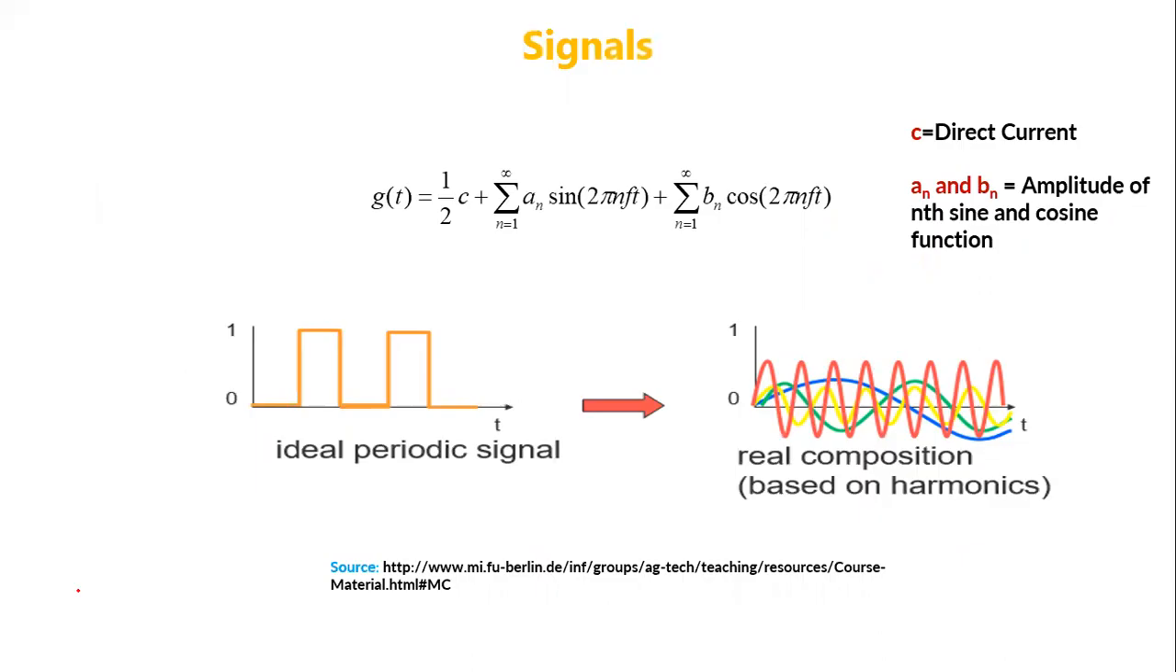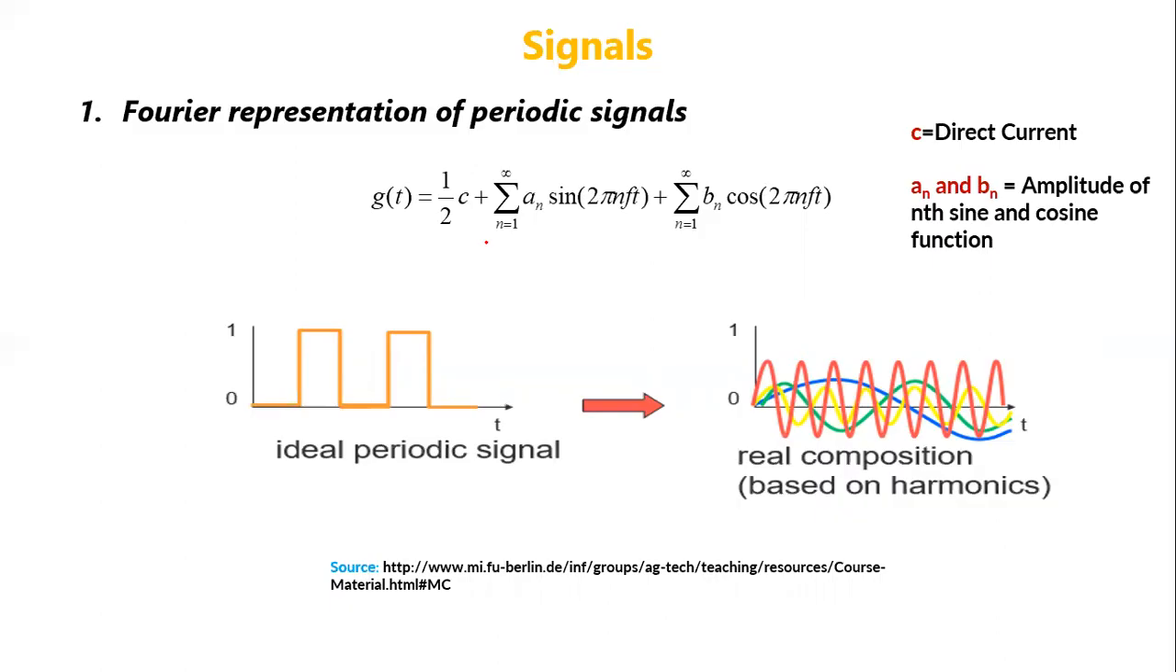Basically any periodic signal can be represented using the Fourier representation. Any periodic signal can be represented in terms of the Fourier equation with a combination of sine and cosine waves. So basically it is possible to construct every periodic signal g by using sine and cosine.